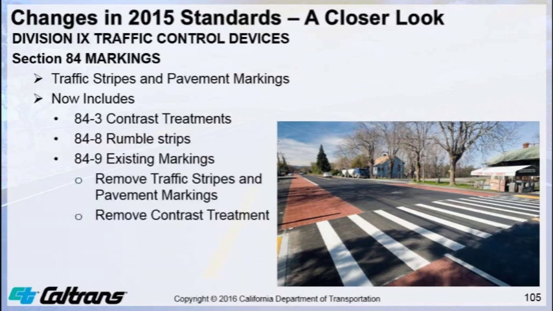And then existing marking removal, removal of existing traffic stripe and pavement markings, and also contrast treatment, was removed from the 2010 Section 15 existing facilities. Note to project designers and contract administrators, remember the first two digits of the bid item set forth the section that applies. So if there's no contract item for removal of traffic stripe and pavement markings, then a change order will be required to remove the traffic stripe and pavement markings and compensate the contractor.